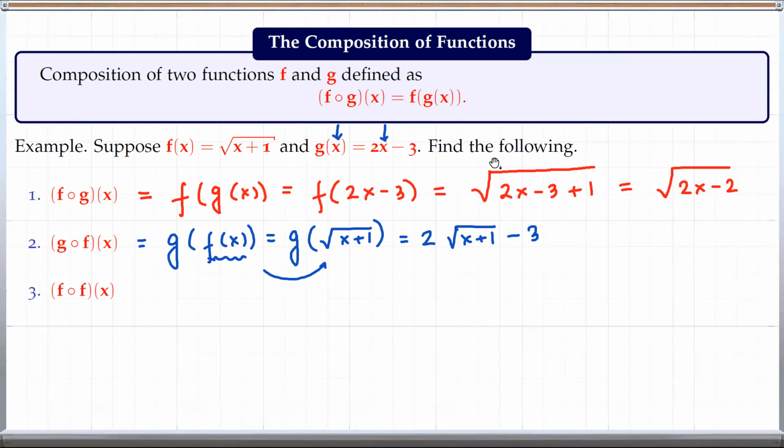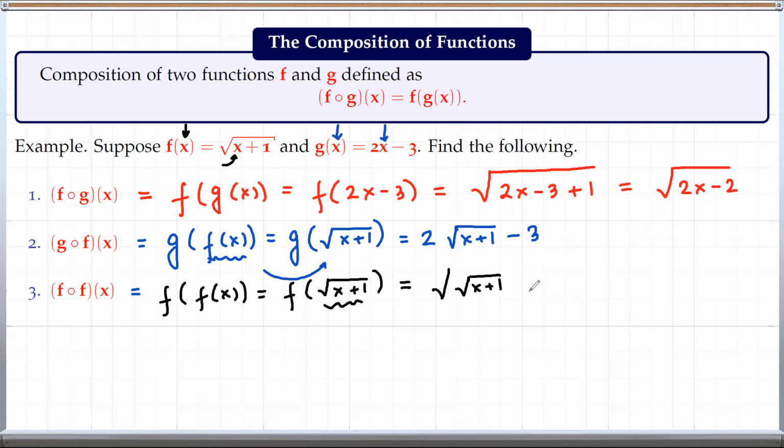Next, we want to find f of f of x. So we can compose a function with itself. So it will look like f of f of x. So f of x is square root of x plus 1. So we can replace this inside f of x with square root of x plus 1. And then we have square root of, so we replace x, this input, with square root of x plus 1. So we need to do the same thing over here also. So square root of square root of x plus 1 plus 1. So this is the composition f of f of x.